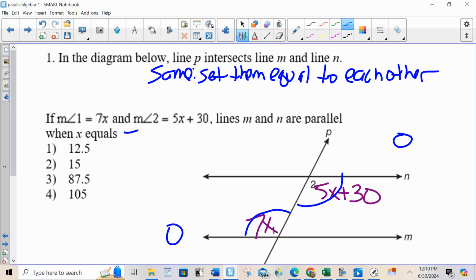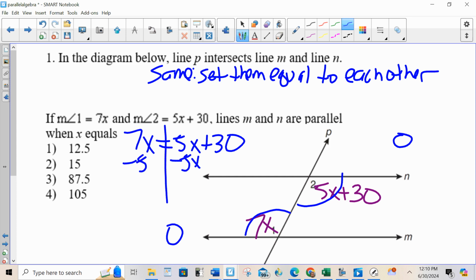So I'm going to set 7x equal to 5x plus 30. From there, I do the algebra. Minus 5x, 2x equals 30, divide by 2, x is 15. It may ask me to substitute in to find one of the angles. In this case, it's just asking for x is 15.